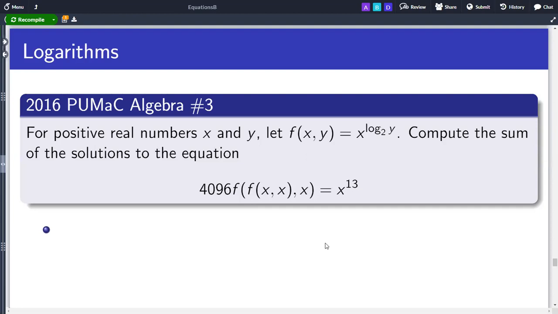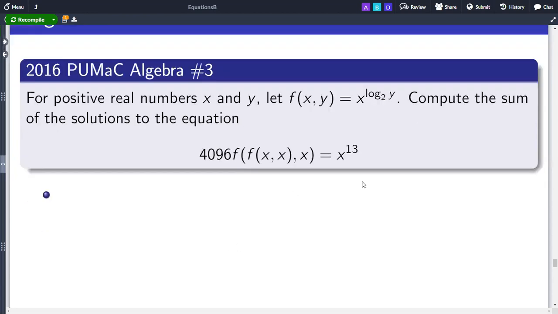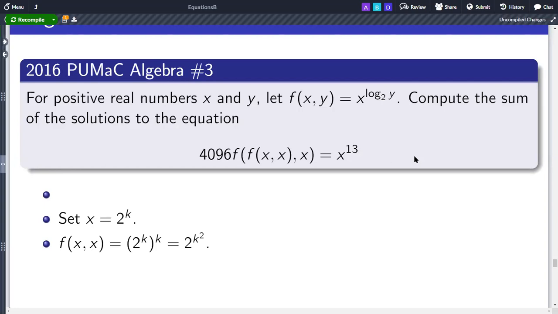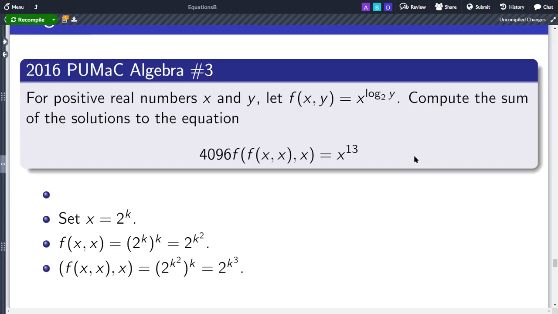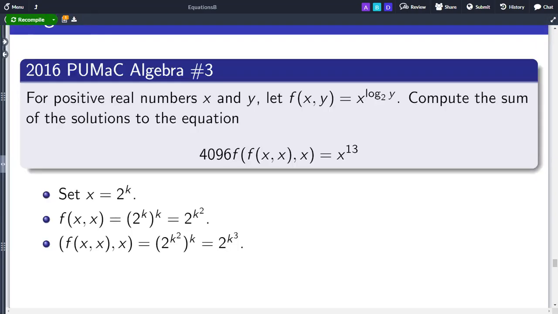In general, for these problems, it's sometimes easier to substitute a variable as the base of the log to the power of something. Here, the base of the log is 2 in f of x, y. So if we let x equal 2 to the k, then this expression that Aaron posted in the chat gets a lot nicer. Let's set x equals 2 to the k. Then f of x comma x doesn't have any logs in it. It's much cleaner. Now we can throw this back into f of x. Oh, there is no f there.